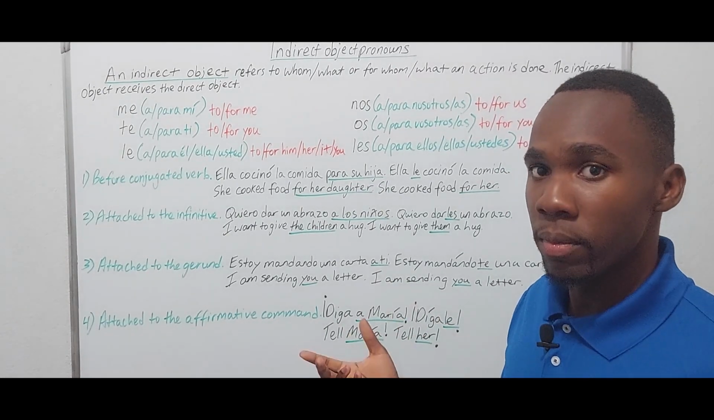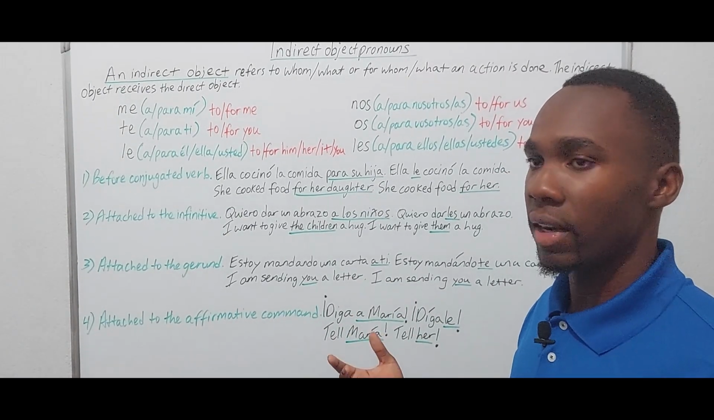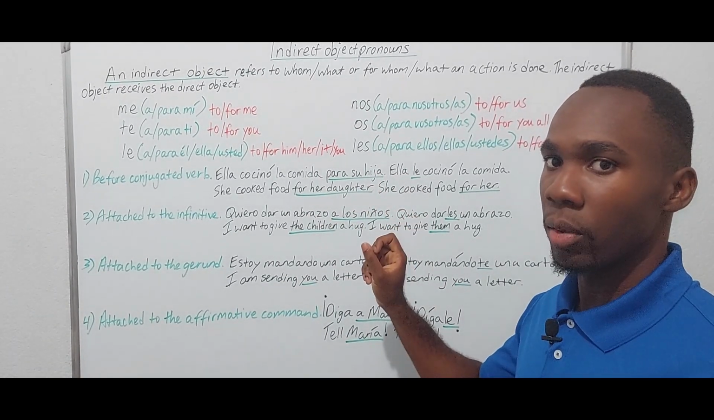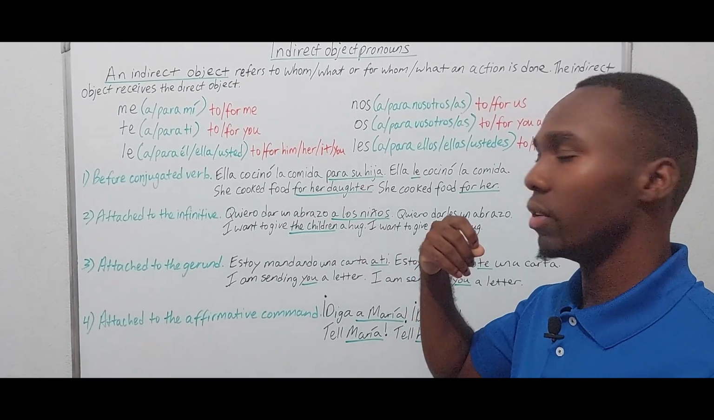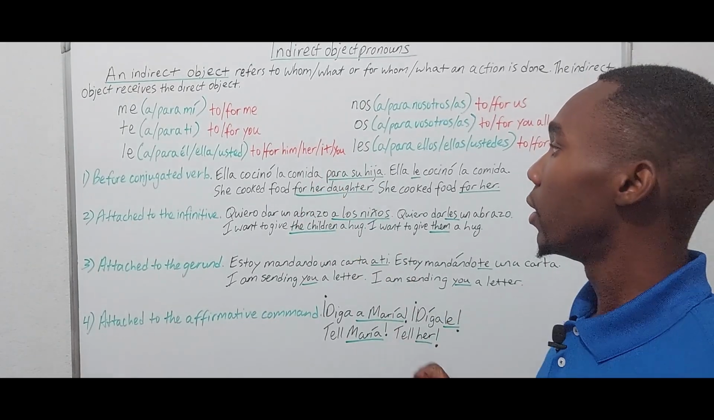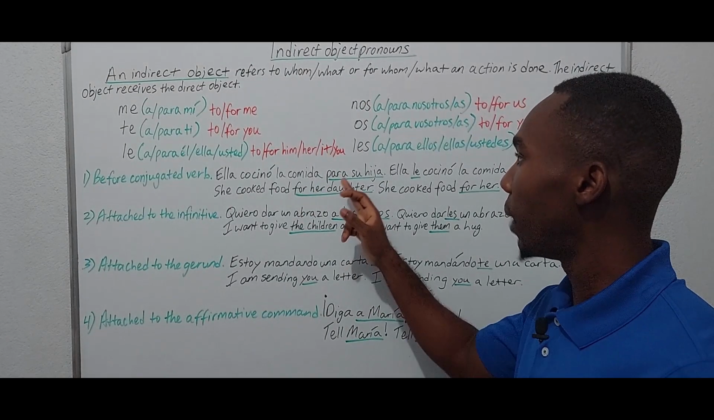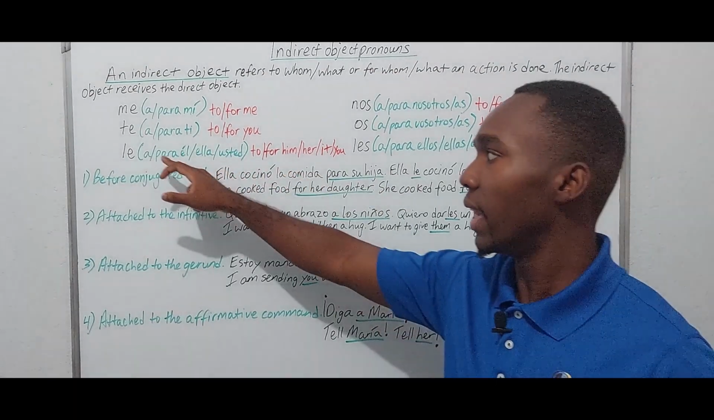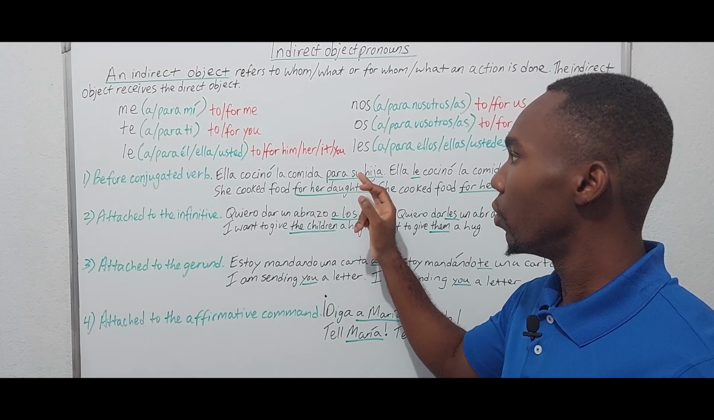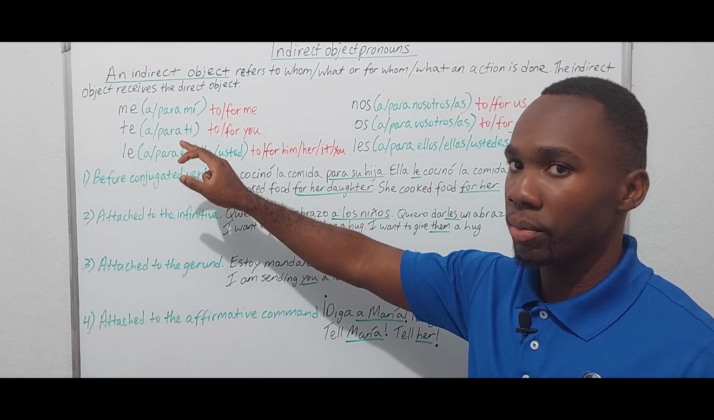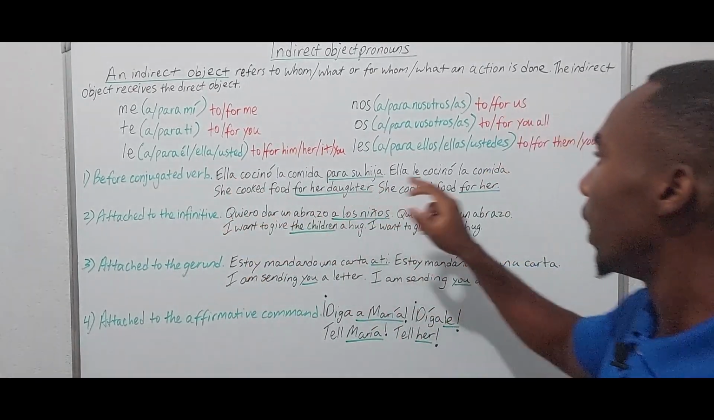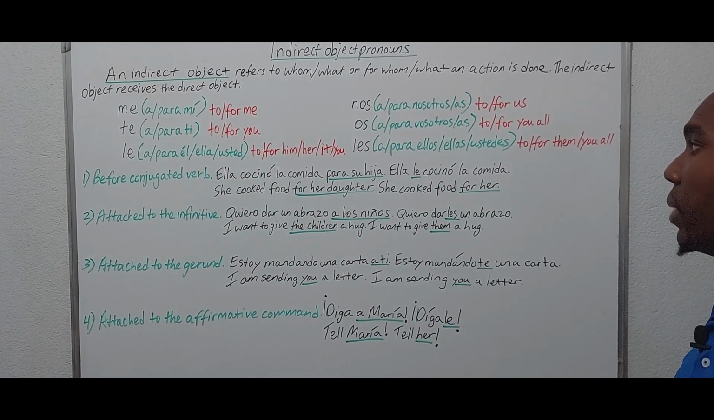But for whom would be the indirect? So para su hija. Para su hija would be the indirect object, right? Because the daughter is the person who is receiving the direct object, which is food, right? So para su hija would correspond to le, because we would say that would be para ella, right? So le would be the appropriate indirect object pronoun, right? So we put that before the conjugated verb, so it becomes ella le cocinó la comida.